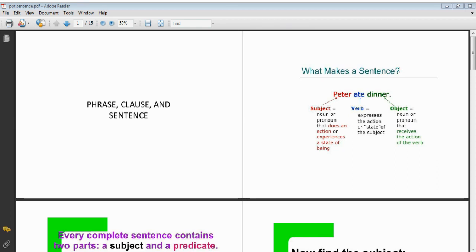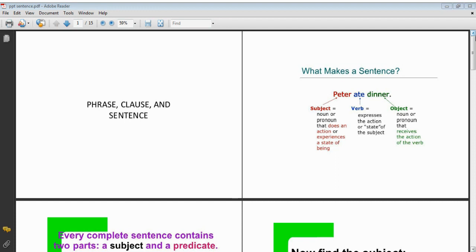I hope you will all be fine and preparing for your exams. You must be revising all the lectures we have had in the past few days. So today the topic I have selected is the difference of phrase, clause, and sentence.